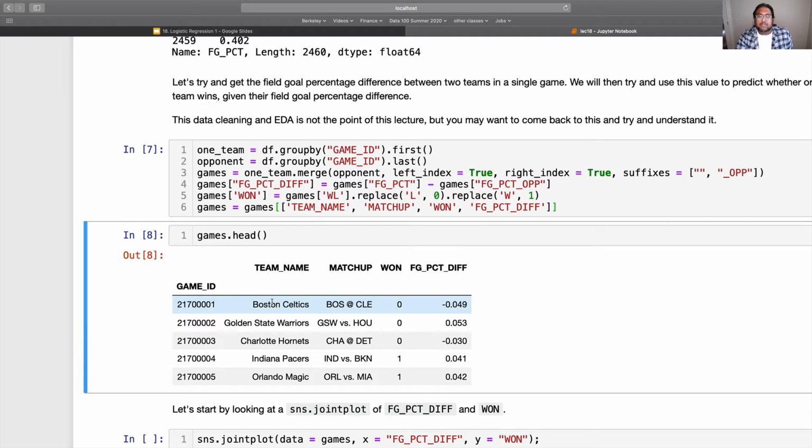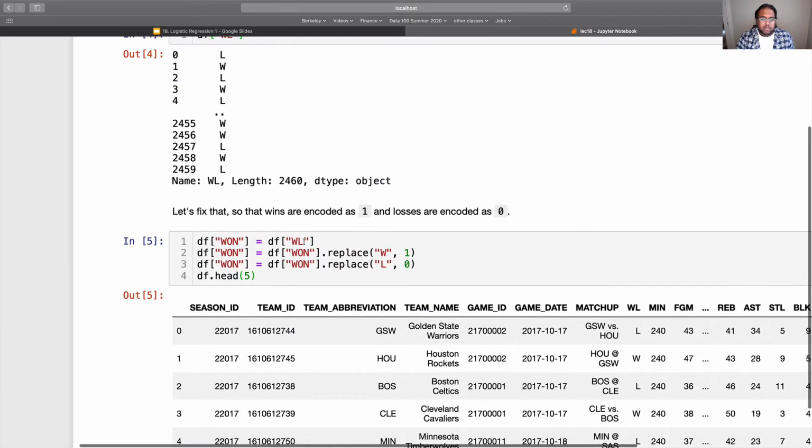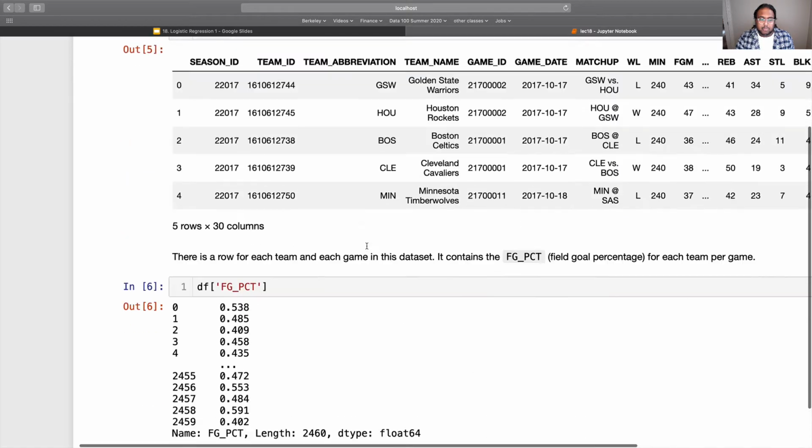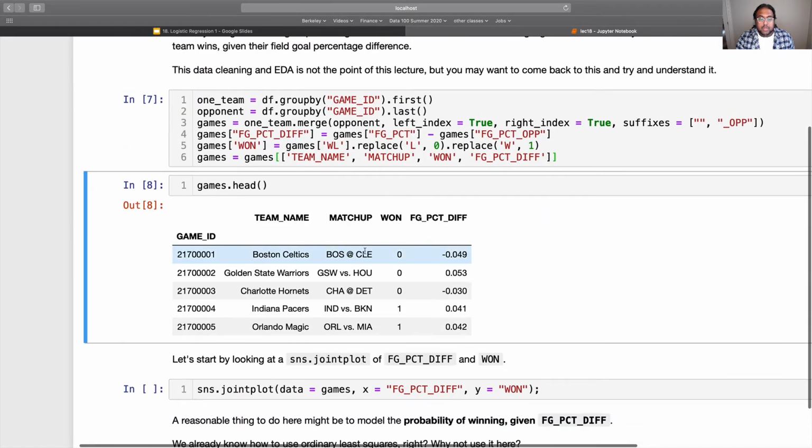So what this is saying is, for example, the Boston Celtics shot 4.9% worse than the Cleveland Cavaliers, which is who CLE is, did in this game, and they lost. So here 0 corresponds to losses and 1 corresponds to wins. This is saying that the Golden State Warriors shot 5.3% better than the Houston Rockets, and they still lost this game. Again, the sort of code that we use to get to this data frame is in the notebook if you want to look at it, but this is where we will work from.